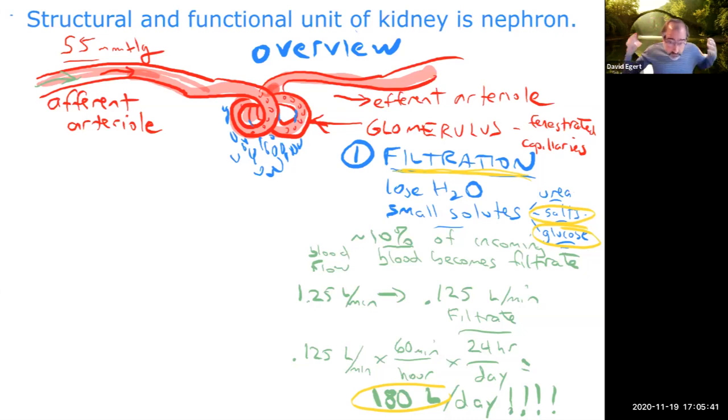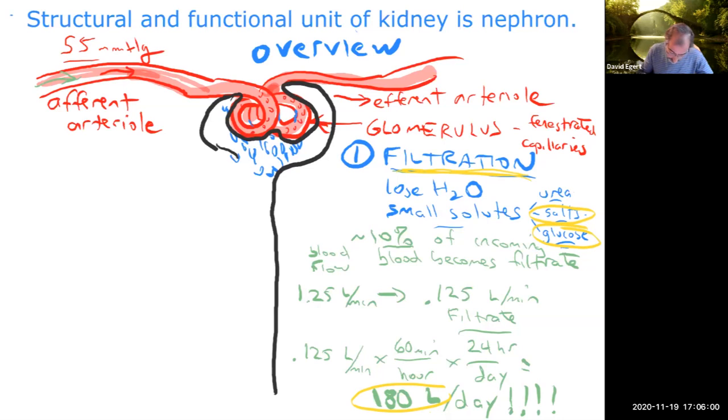So this first part of the filtration is just the first part. The next part is going to be bringing back the stuff we want to keep. So we're going to collect all of this stuff. This is called the Bowman's capsule. You basically have this tubule. We're going to call this the renal tubule.